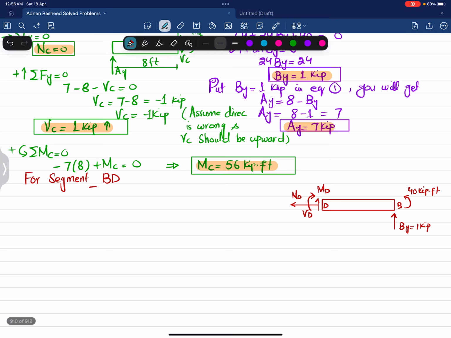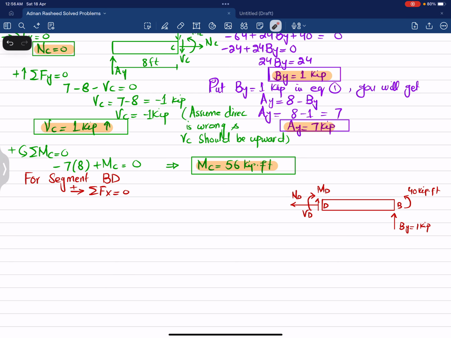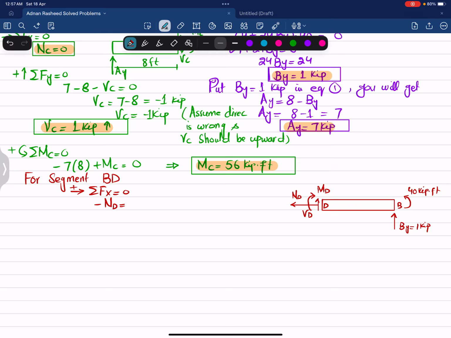For first one, we will apply the equation of equilibrium, that sum of all forces along x direction must be equal to 0 and force toward right is positive. So only one normal force, horizontal normal force, that is acting in opposite to the positive axis, and there is no other load, so it means that minus ND is equal to 0. So from here we will get this ND is equal to 0.